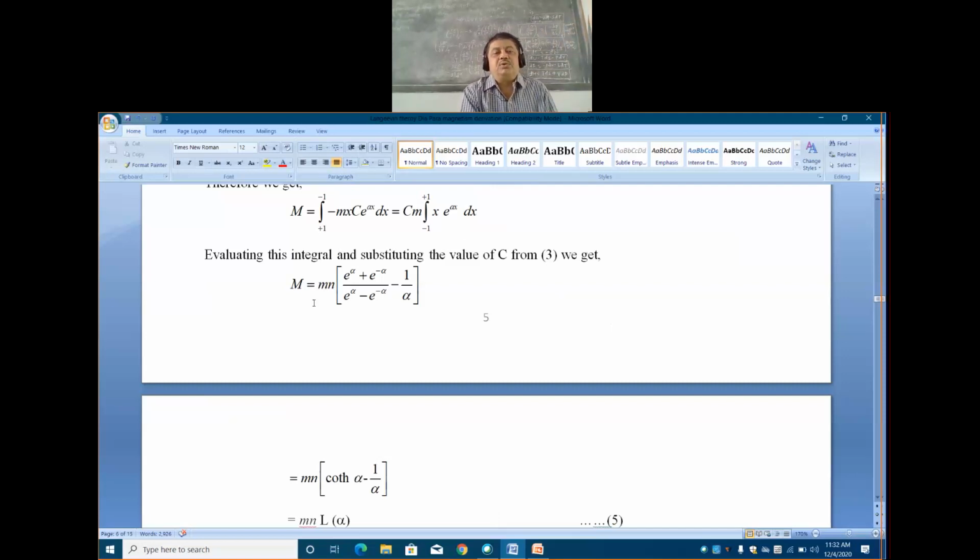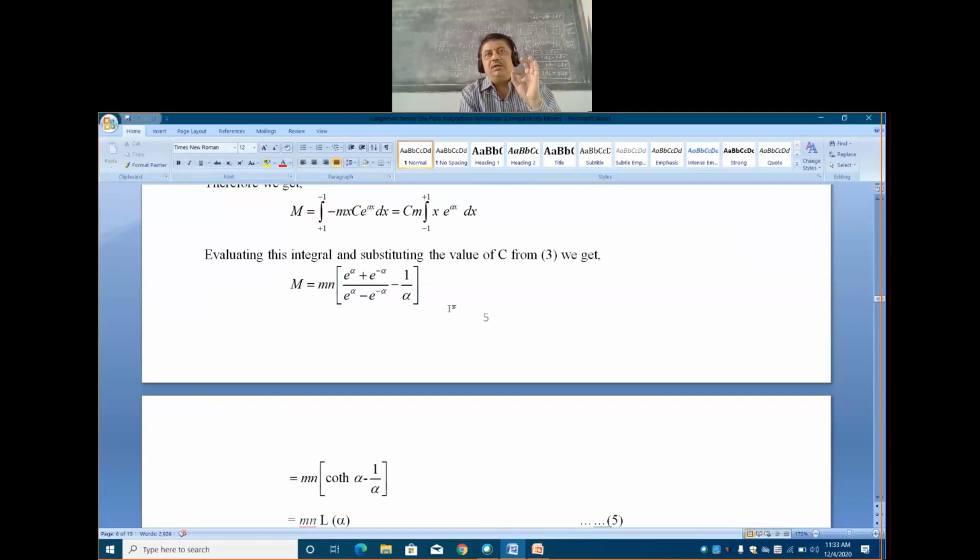So magnetization capital M is equal to small m, the magnetic moment, times N, the total number of dipoles, into the bracket e raised to alpha plus e raised to minus alpha divided by e raised to alpha minus e raised to minus alpha, minus 1 by alpha. In this expression, you also see that there is a hyperbolic function.